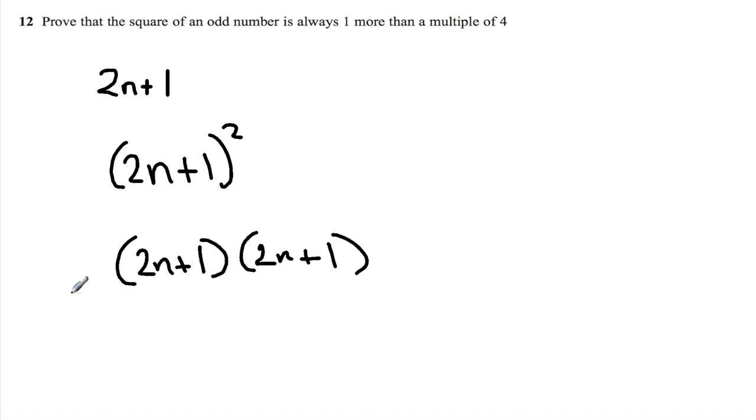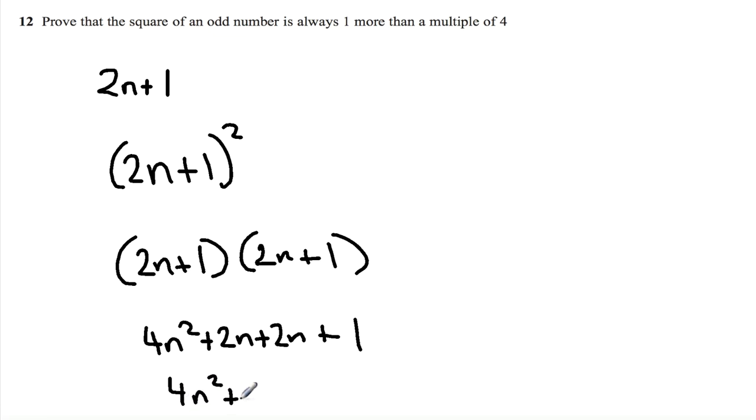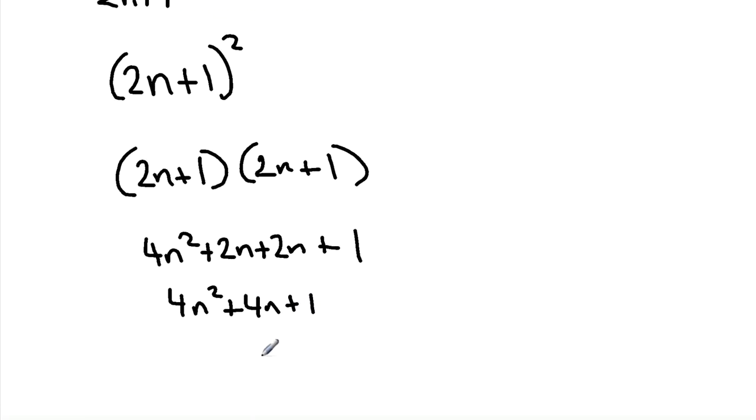I'm now going to expand the brackets. So 2n times 2n is 4n squared. 2n times 1 is 2n. 1 times 2n, which is 2n. 1 times 1 is 1. I'm then going to collect like-for-like terms, so 4n squared plus 4n plus 1. I'm then going to take 4 out, so 4 open brackets n squared plus n close bracket plus 1. This proves that the square of an odd number is always 1 more than a multiple of 4.